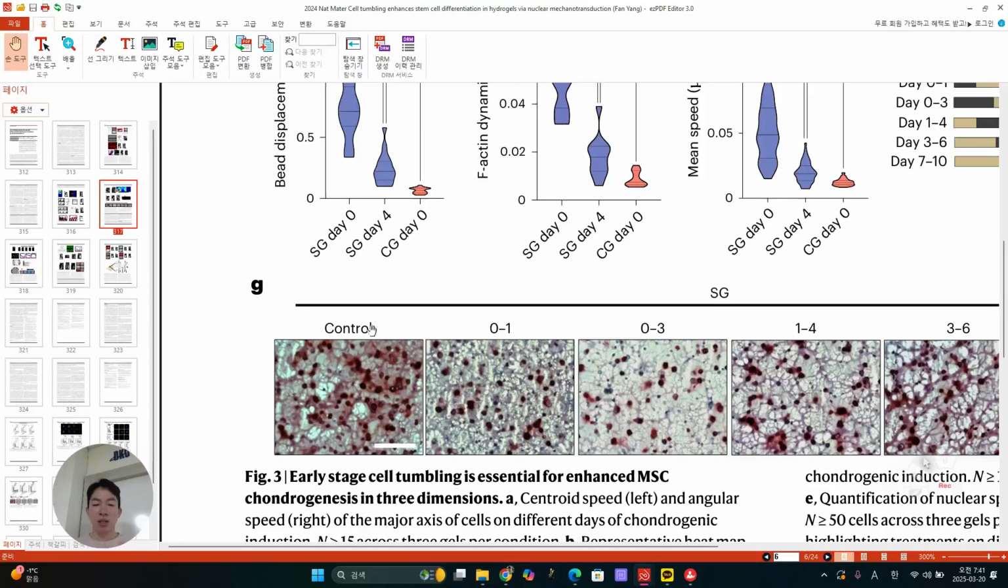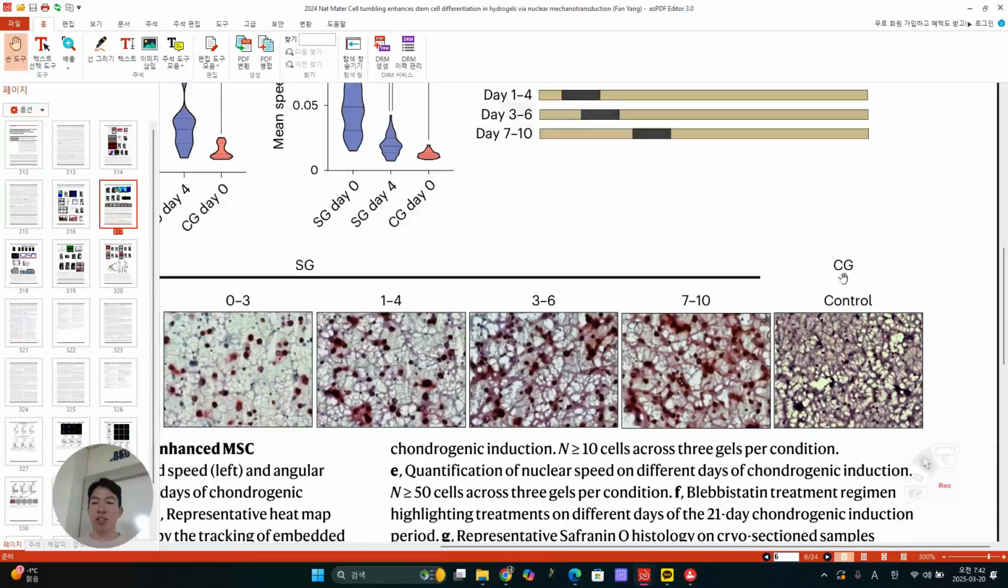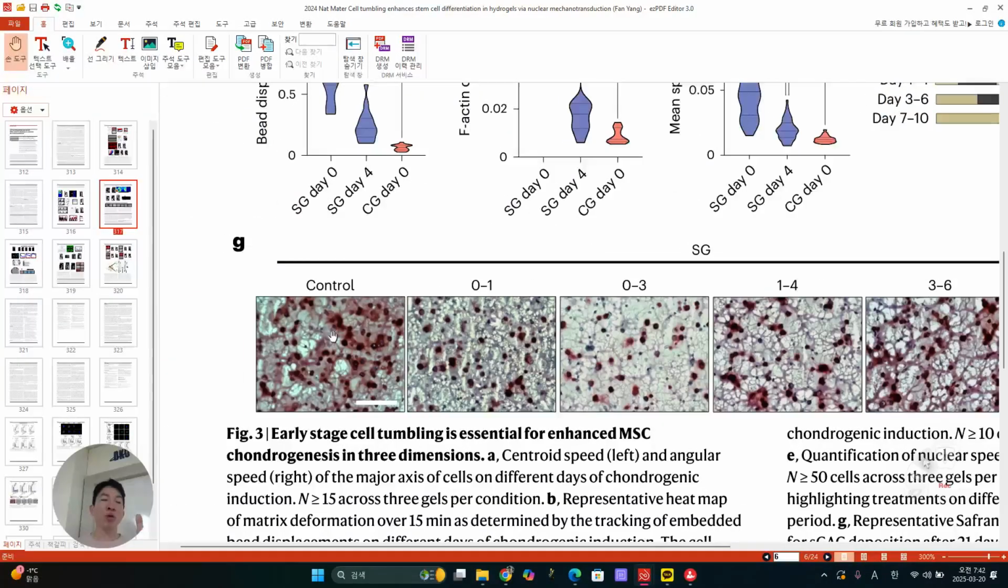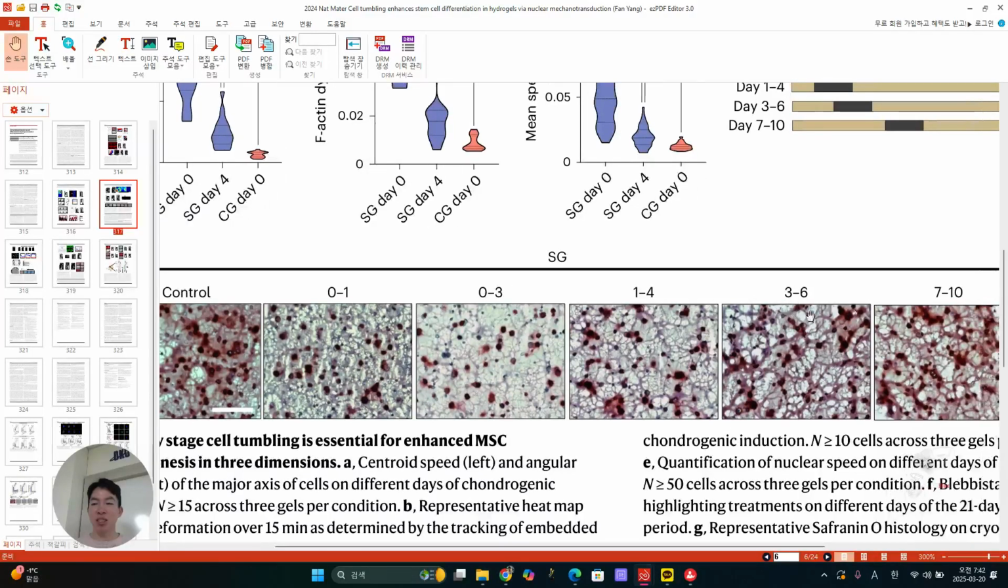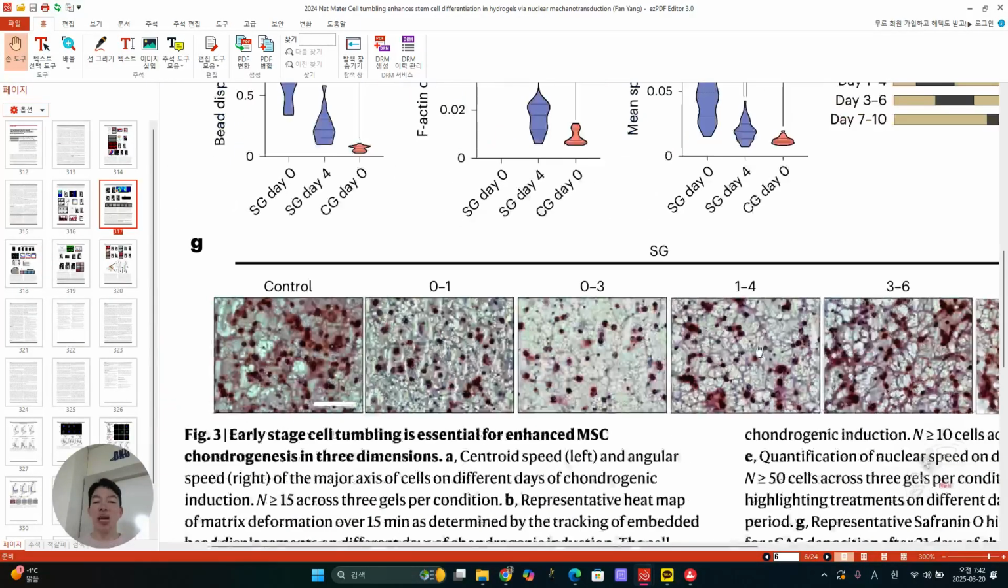So they track this control without blebbistatin treatment. This is CG. You can see more chondrogenic. But when they inhibit only 3 days, even 1 to 4 days, they are severely going down. But 3 to 6, 7 to 10 days, not that much. So they highlight this initial cell tumbling is very important for chondrogenic differentiation. So this is very logical. I'll show the data. So we have figure 6 today.